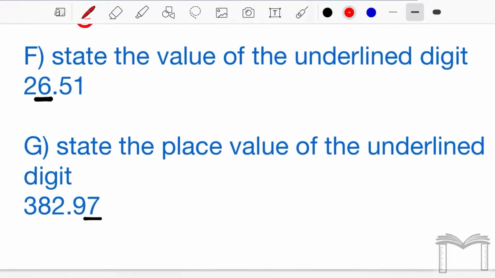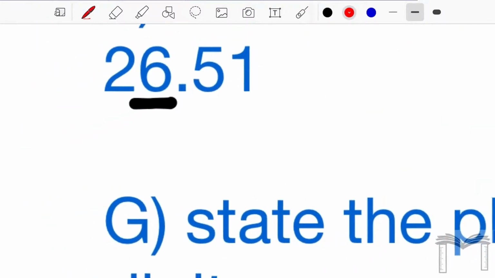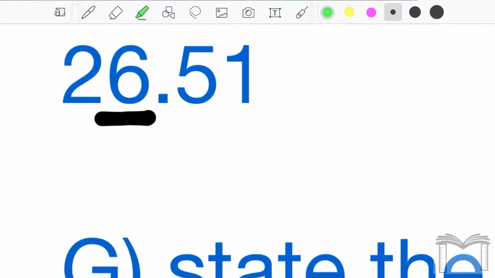Part F. State the value of the underlined digit. So the 6 is underlined. The 6 is in the ones position. So that's 6 times 1, which is 6.